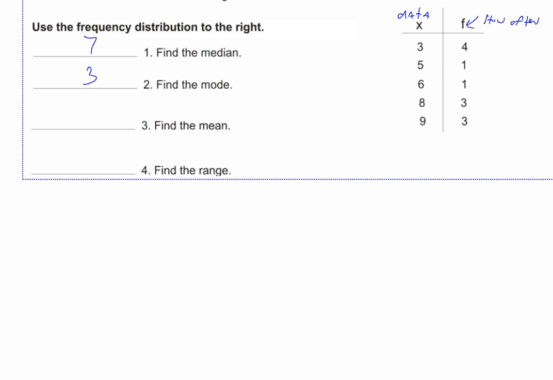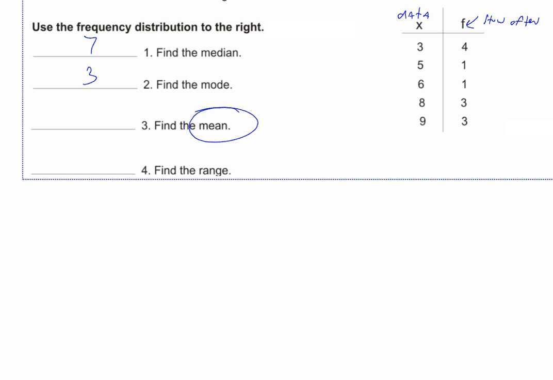The mean, be careful. Here's where students get messed up. Remember how to do the mean? You've got to add 4 3s. That's 12. Plus 1 5, 17. Plus 1 6, 23. Plus 3 8s, 31, 39, 47. Plus 3 more 9s. And then you've got to divide by 12. Be careful with the mean on these. You've got to remember you have 4 3s, 3 8s, and 3 9s, right?